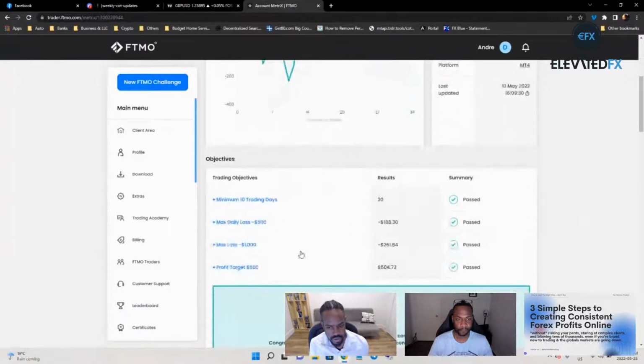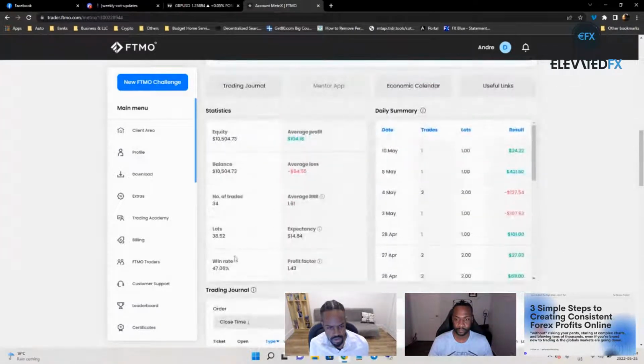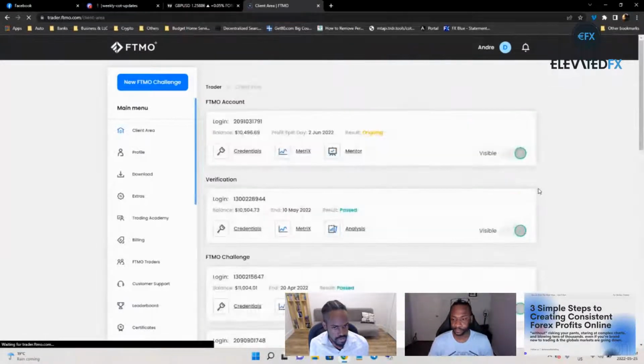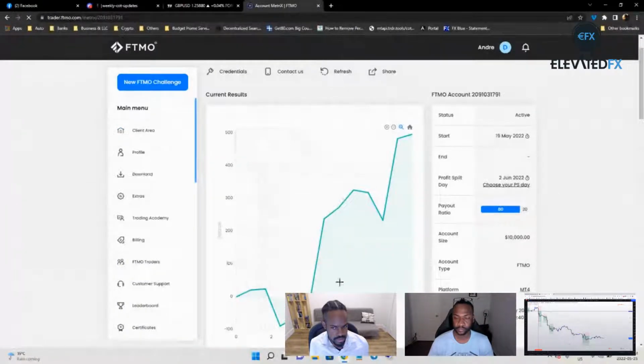Okay. So as you can see, I passed it. Everything good. I passed it at 47% win rate. And now I am fully funded, and this is my funded account. I started trading it, I would say Sunday, and I'm already at almost 5%. And my first payday is next week.